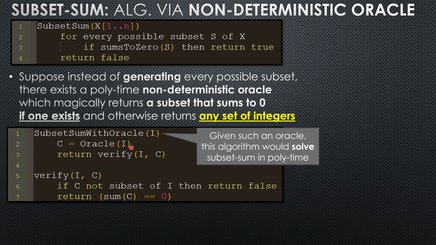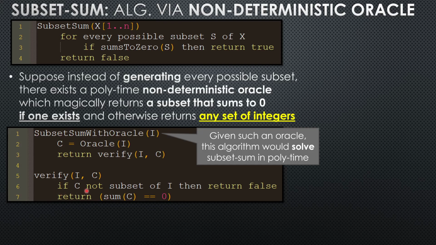Well, call the oracle, give it the input. If there is a subset that sums to 0, the oracle will return it. C will be one of those subsets that sums to 0. Then we'll call our own verify. We'll pass the input to check against, and we'll pass the certificate. If there was a subset that sums to 0, C will be such a subset. Then we need to verify if that certificate is valid, if it actually contains a subset that sums to 0.